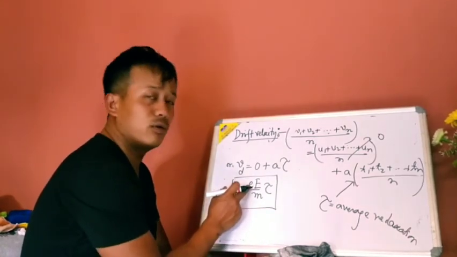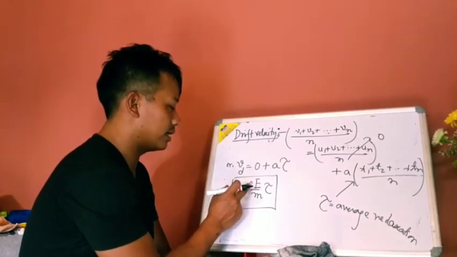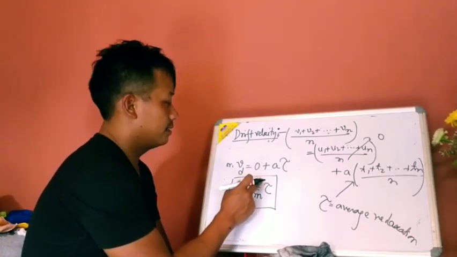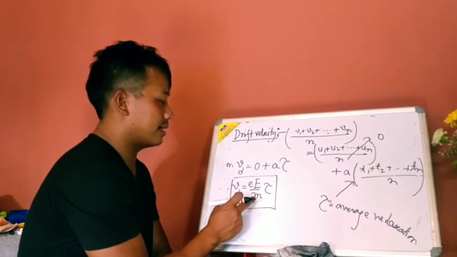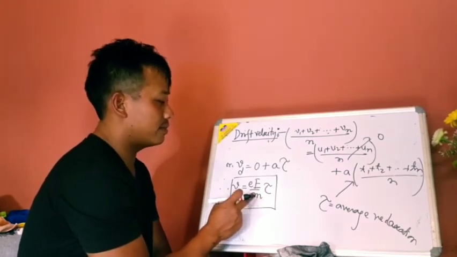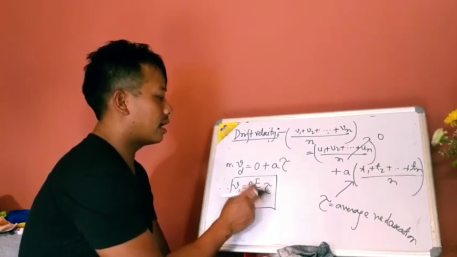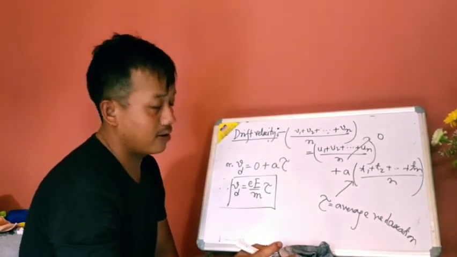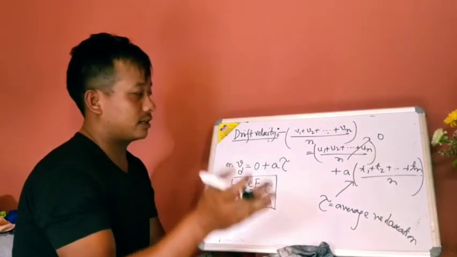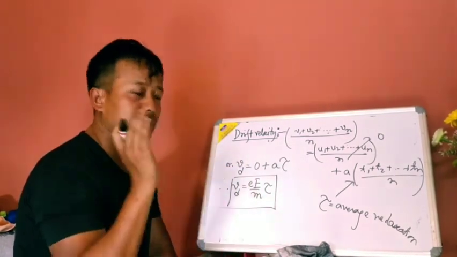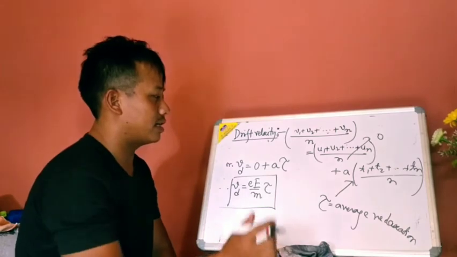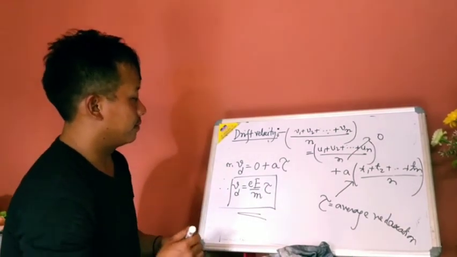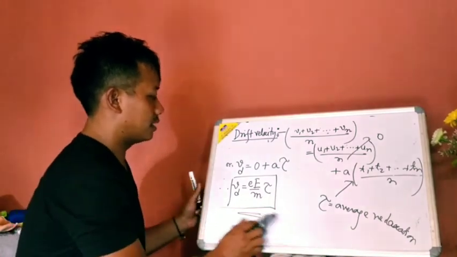So what is e, small e? Small e is the charge of an electron. E is the electric field applied. M is the mass of the electron, and tau is the average relaxation time. The time an electron takes between collisions inside the conductor is averaged, so that is known as the average relaxation time. So this gives you the expression of drift velocity.